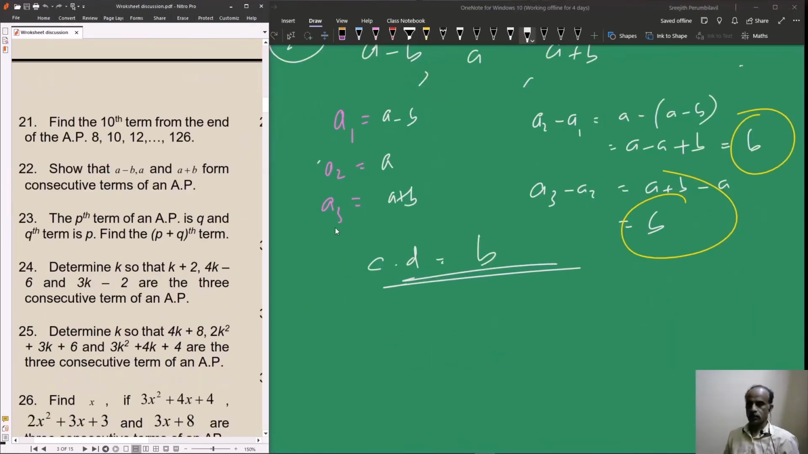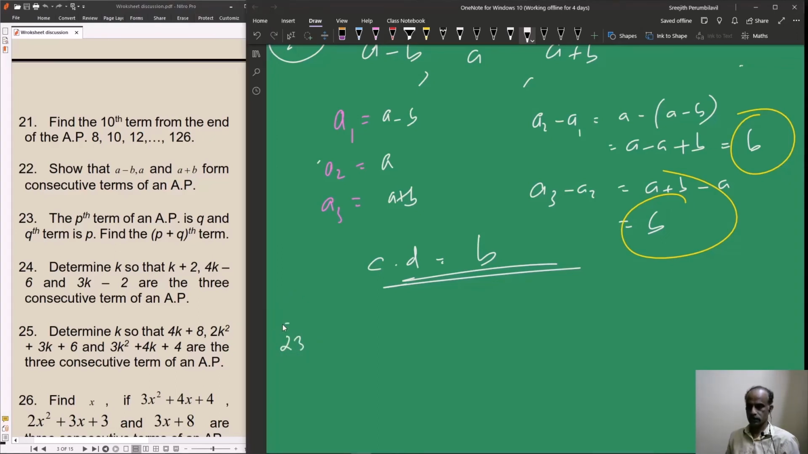Okay, question number 23. Next one is question number 23. Pth term of an AP is Q and Qth term is P. Find P plus Qth term. The Pth term of the AP is equal to Q and the Qth term is equal to P. Find the P plus Qth term.